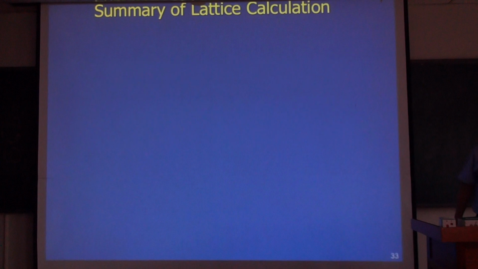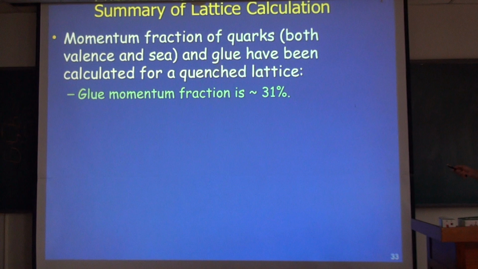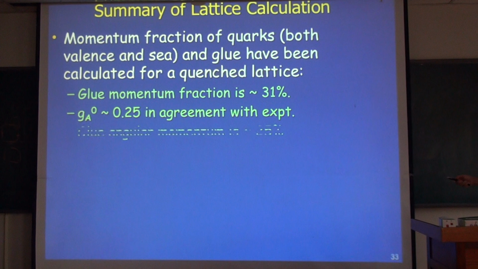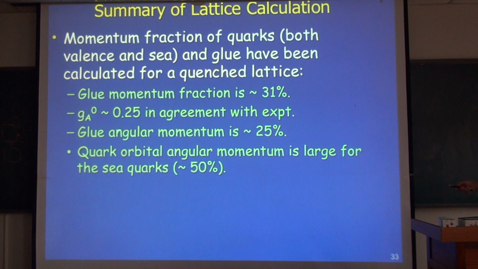All right, so let me summarize this part. It's a momentum fraction of the quarks. Both valence quarks and glue have been calculated for a quenched lattice. The glue momentum fraction is 31%. The quark spin is what is measured in the experiments. The glue angular momentum is 25%. And the quark orbital angular momentum is large, 50% or so.